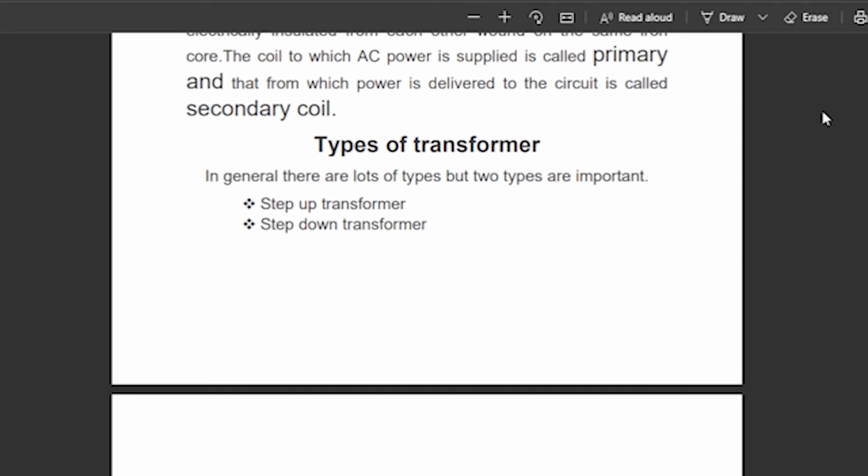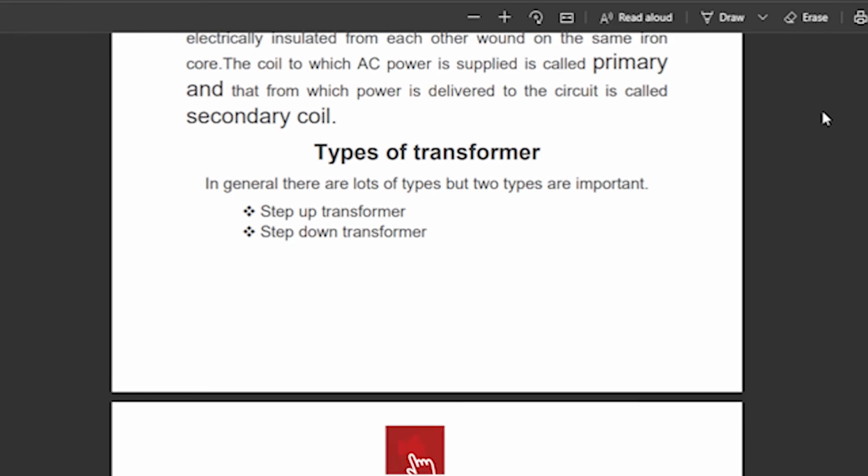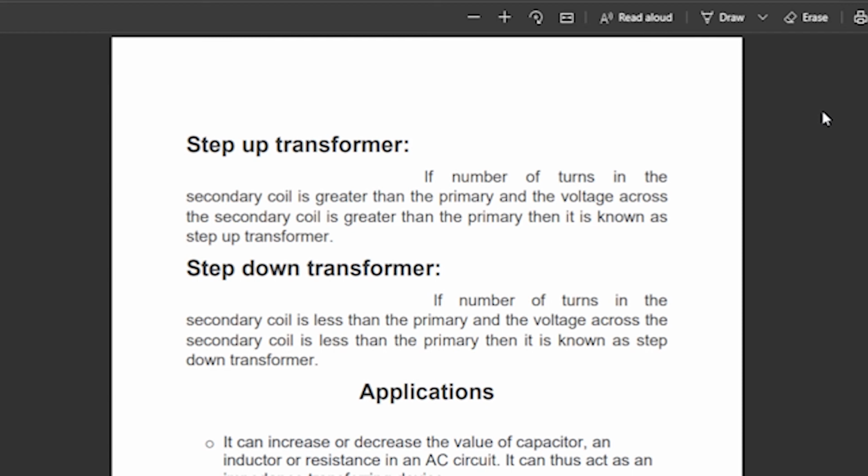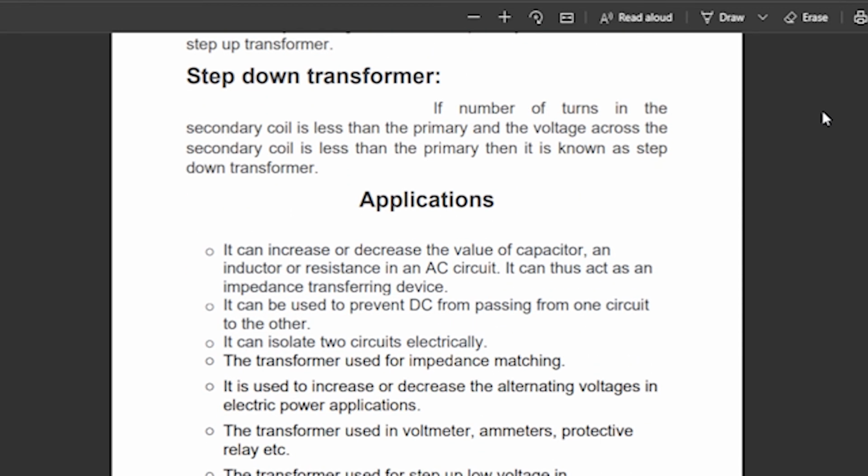Now we discuss about the types of transformer. In general, there are lots of types, but two types are important. First of all, step-up transformer, and the second is the step-down transformer. First of all, we discuss about the step-up transformer. If the number of turns in the secondary coil is greater than the primary and the voltage across the secondary coil is greater than the primary, then it is known as a step-up transformer.